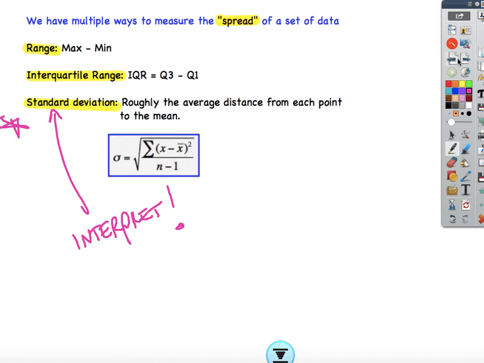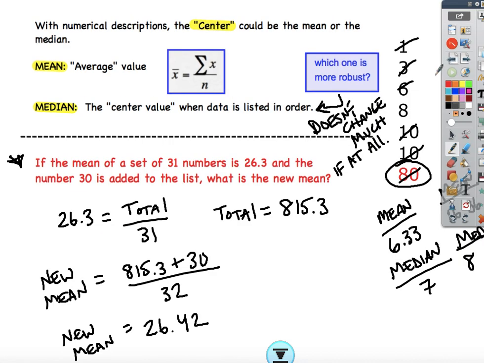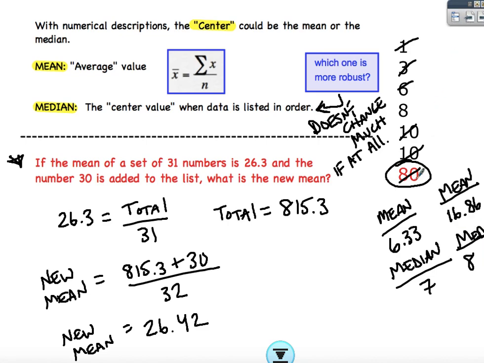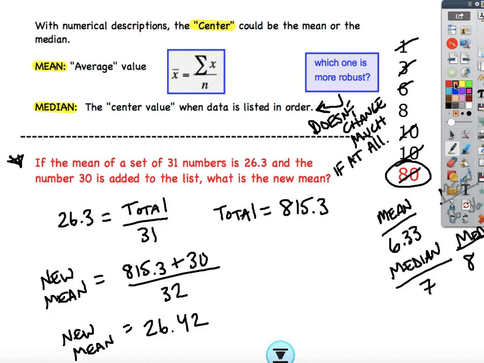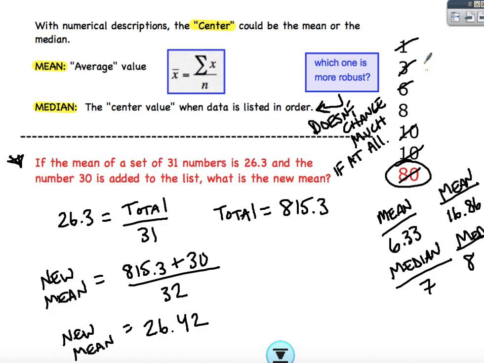So let's go back a page. So in my original data, like this list of numbers here, before I had the 80, well, actually, let's just use the 80. Okay, hang on, let me get this out of the way. Okay, let's use this entire list of data, even with the 80.